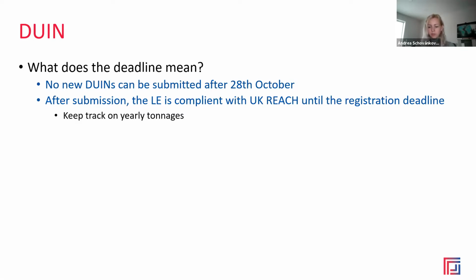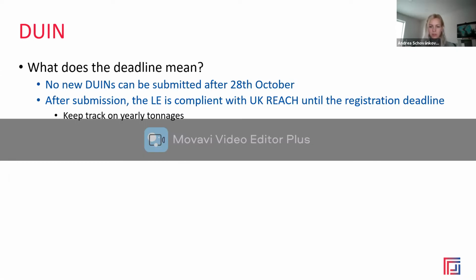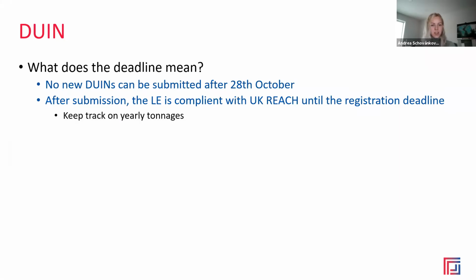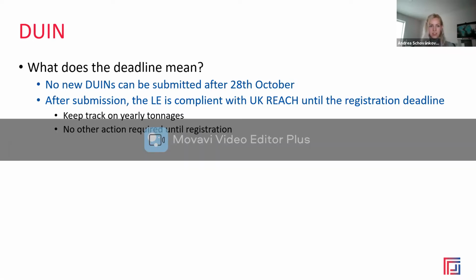And what is important to you, the deadlines for registration are dependent on the tonnages. So when you move to a higher tonnage band, you have the deadline sooner than when you had a lower tonnage band. I will show you in just a minute how the deadlines are set according to tonnages. So no other action is required until the registration. You are compliant just with the downstream user import notification number and with the confirmation, the spreadsheet, and those things.